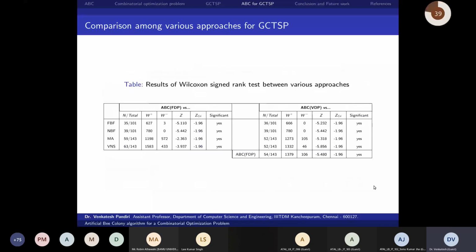And we did a statistical test too, to rule out any possibility of questioning by any researchers. It is a Wilcoxon signed rank test. Here also it proved that our approach is able to perform significantly better than all the previous approaches, whether it is flow-based or node-based, memetic algorithm, or variable neighborhood search.